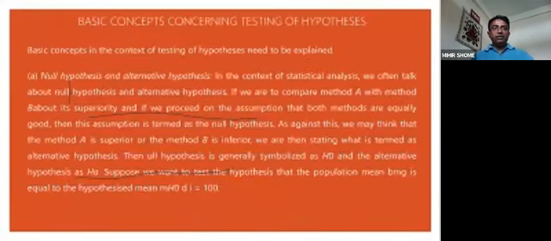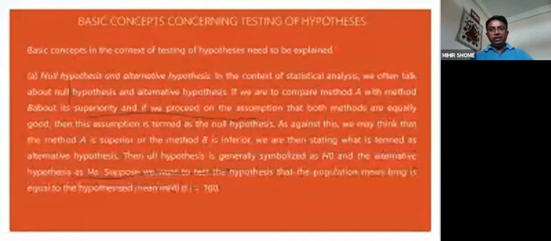Then basic concepts concerning testing of hypothesis. Before knowing that, we will have to know what is the null hypothesis and alternative hypothesis. In this context of statistical analysis, we often talk about the null hypothesis and alternative hypothesis. If we are to compare method A with method B, its superiority, or if we proceed on the assumption that both methods are equally good, then this assumption is termed as a null hypothesis. That means there is no difference between the two groups, whether A and B.